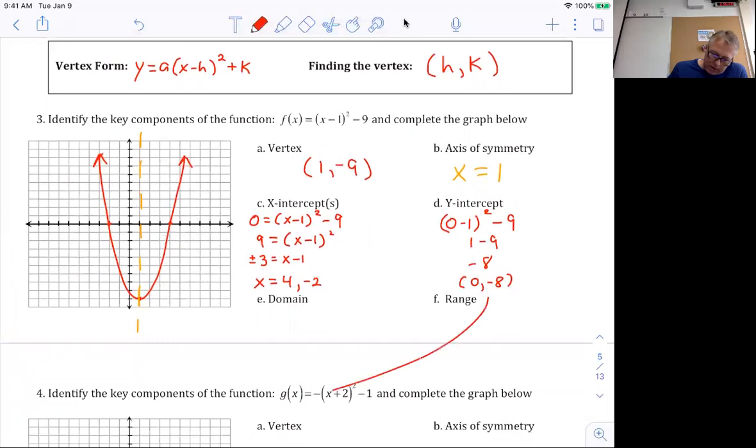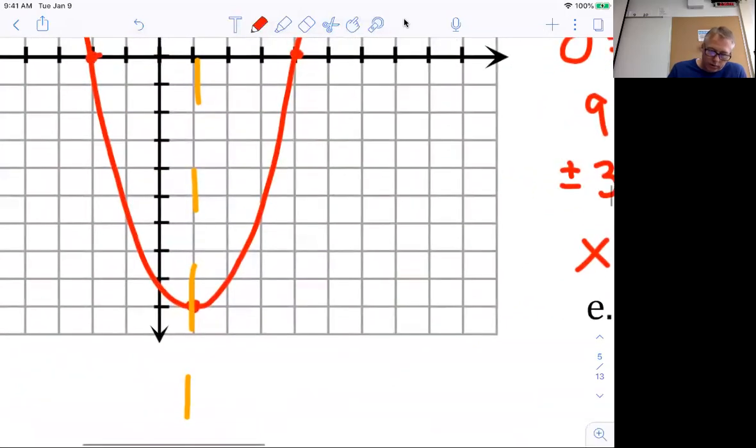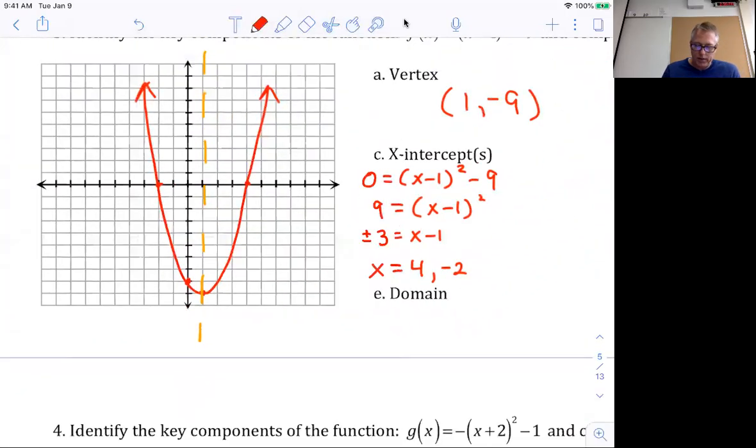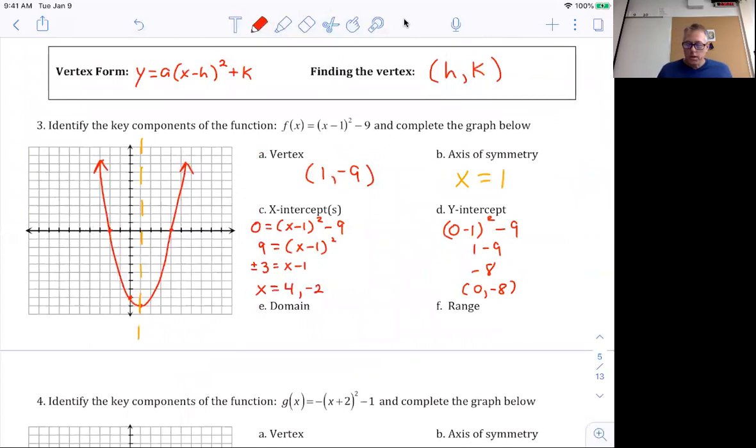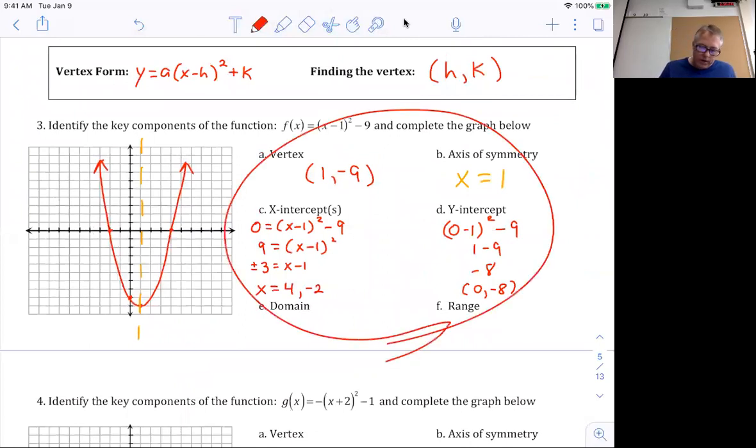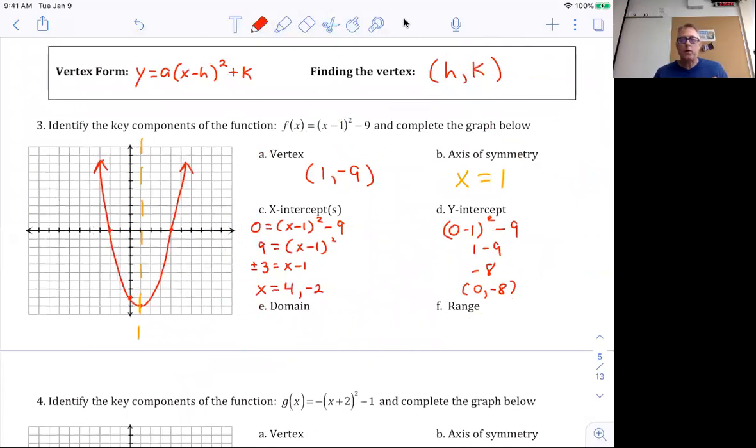Well, look at that. That point is right there. It makes sense and checks out with our graph right here at 0, -8. So the algebra and the graph, of course, should reinforce each other. All right, any questions on how I found any of that stuff?